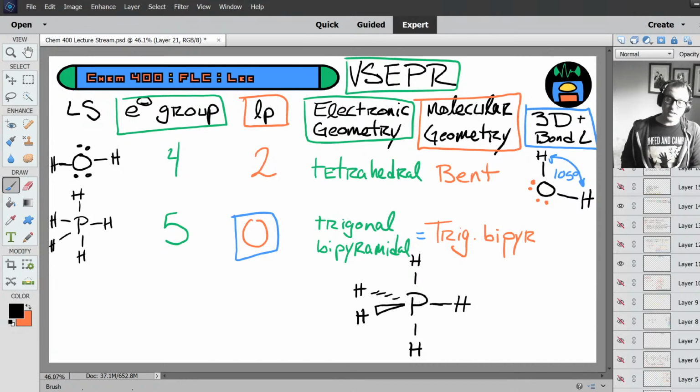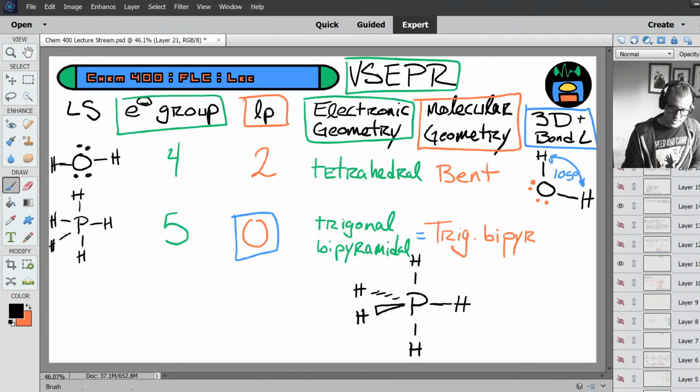Now let's talk bond angles. Another thing that makes this geometry cool is it is the first geometry that we've encountered that has more than one bond angle. For every one that we've seen before, all the bond angles are equal throughout the molecule. That is not the case here. There are two different bond angles because there are two different positions on the trigonal bipyramid.